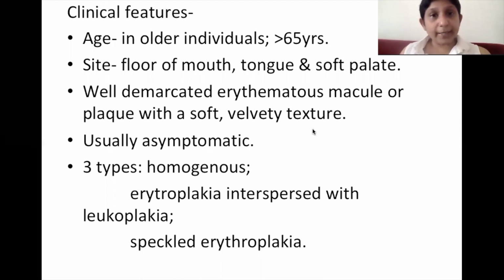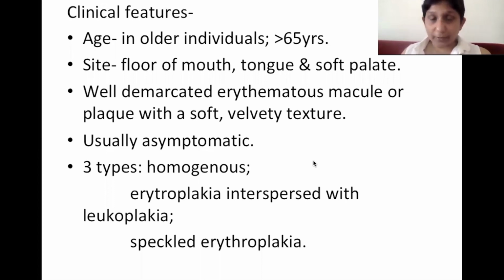Now, erythroplakia can be interspersed with leukoplakia. That is when you call it a speckled erythroplakia, or a speckled leukoplakia. If it's a predominantly white lesion with some red spots in it, you will call it a speckled leukoplakia. But when it is a predominantly red lesion with some white spots in it, you will call it a speckled erythroplakia. I hope you understand the concept.